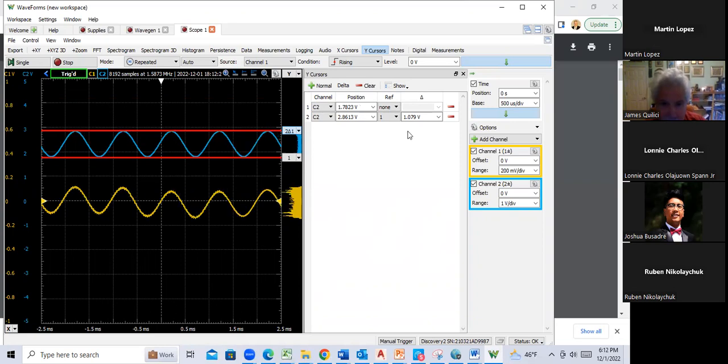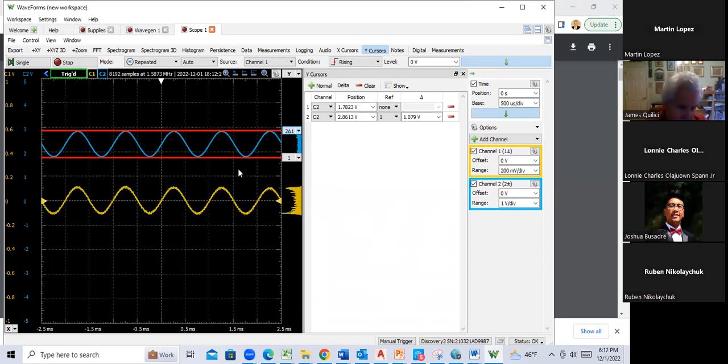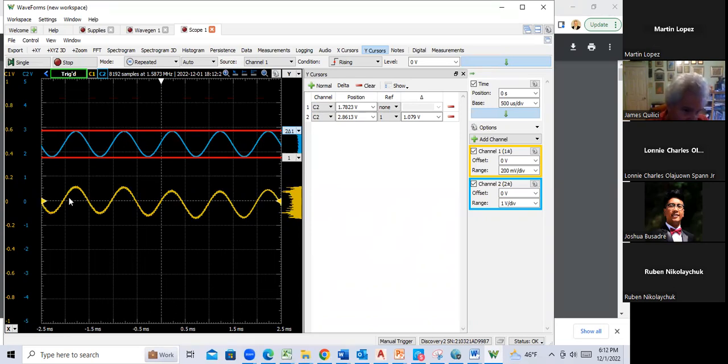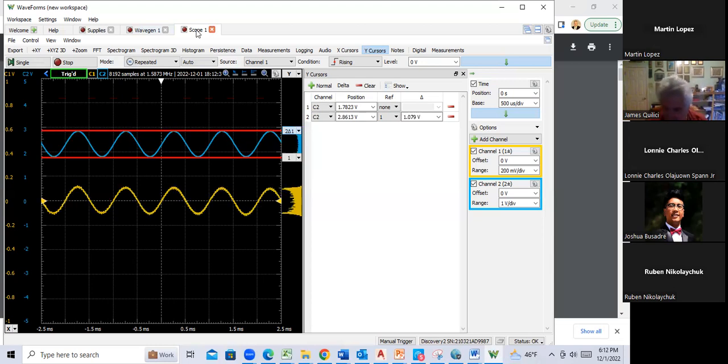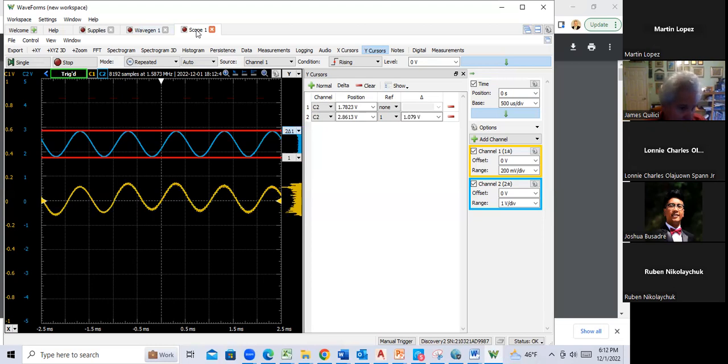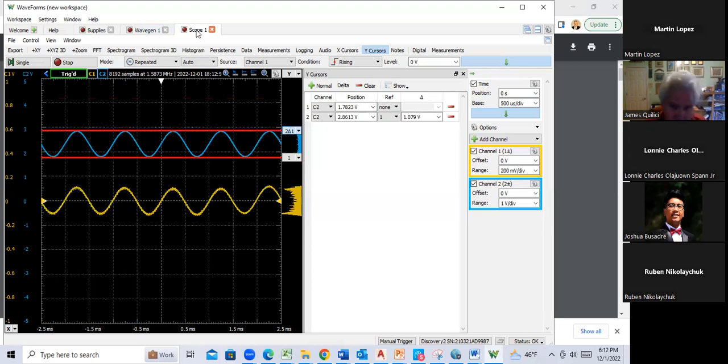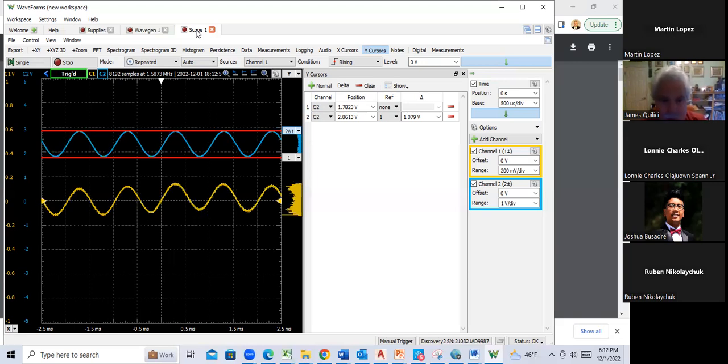So this says I have 1 volt peak to peak on the output, and here I have basically 0.2 volts peak to peak. I set up my wave gen for 100 millivolts peak, and so it gives me 0.2 volts peak to peak. And so my gain right now is 1 divided by 0.2, which is about 5. So I've got a gain of 5 and my spec was 10.